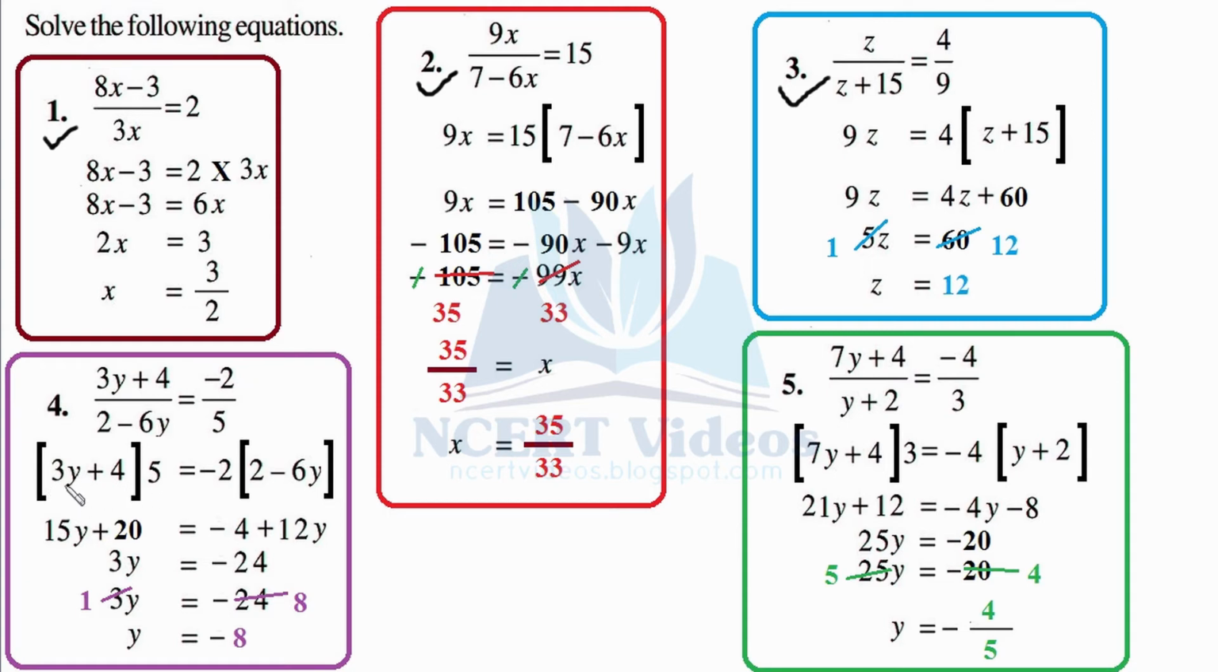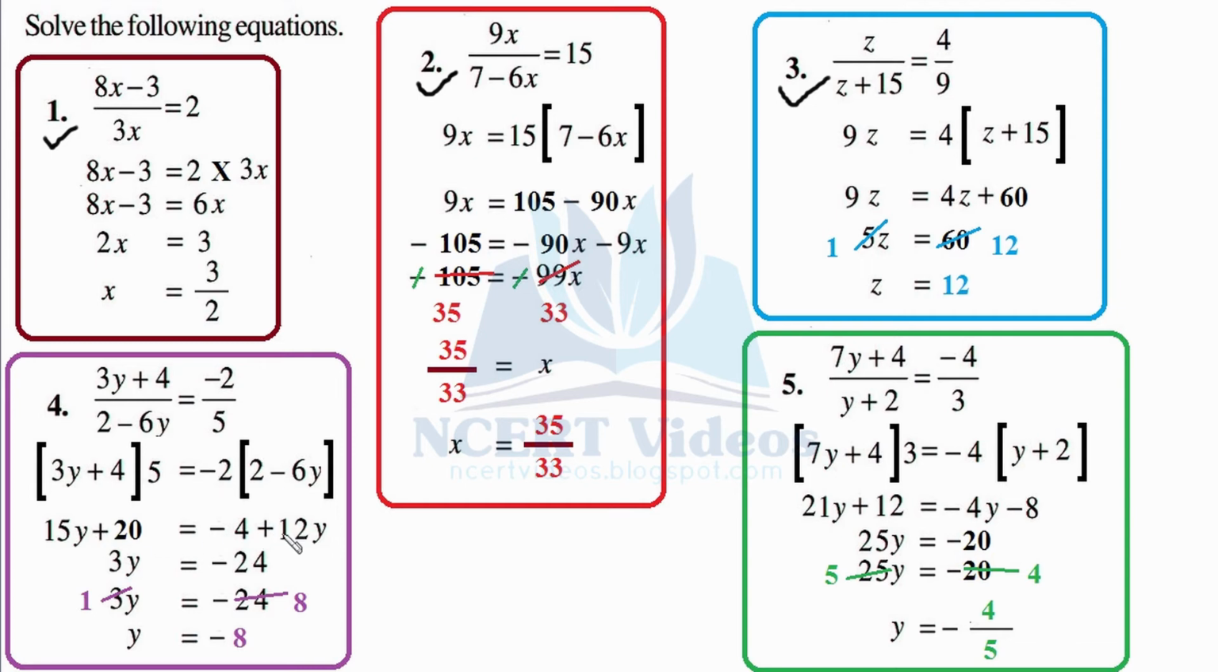5 threes are 15 followed with y, so 15y came, plus, as it is, 5 into 4 is 20, equal to, as it is, minus plus is minus, so 2 twos are 4 of negative. Here minus minus is plus, so plus came, 6 into 2 is 12 followed with y. So always keep your concentration while opening brackets and stay focused while encountering signs.